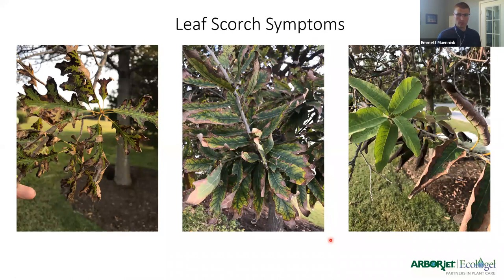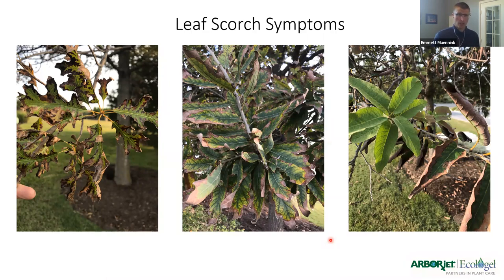Here's some more scorch symptoms. So you can see where I'm going with this. Abiotic scorch is not always associated to drought stress. It can be other things. And so that's where you have to be looking. You have to ask the right questions. You have to ask about the irrigation. You have to ask about things that have been done on the property.